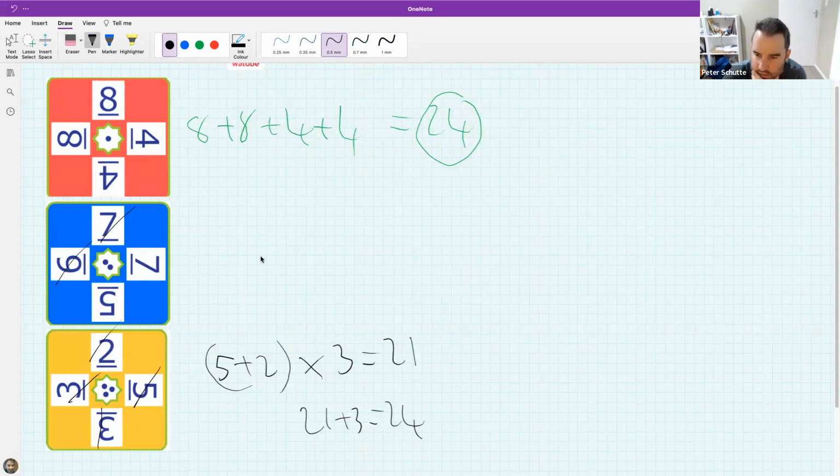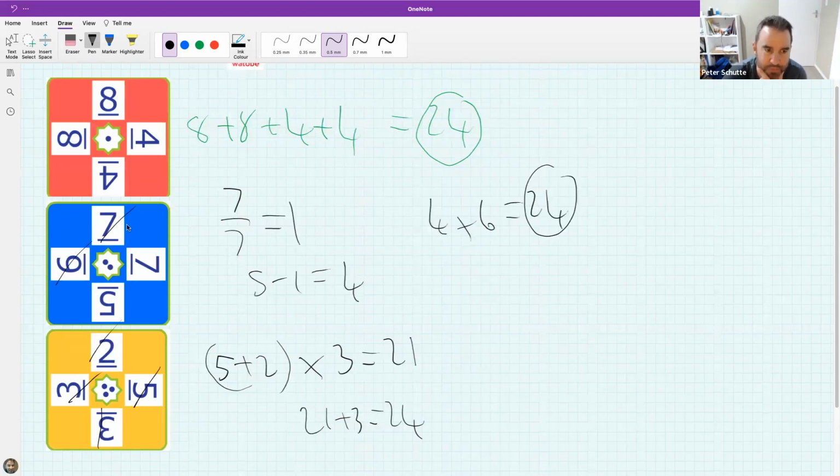Oh, Kitsaw, let's have a look. What are you suggesting? 7 divided by 7 is 1. And then 5 minus 1 is 4. Well done. And 4 times 6 is 24. Yes, well done. So 7 over 7 is 1. 5 minus 1 is 4. 4 times 6 is 24. Well done, Kitsaw. That is very impressive.